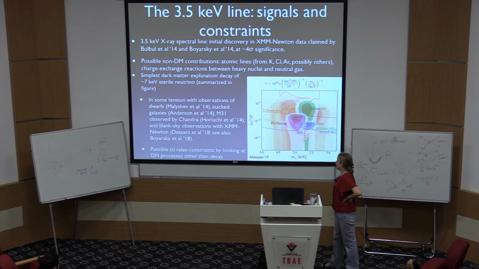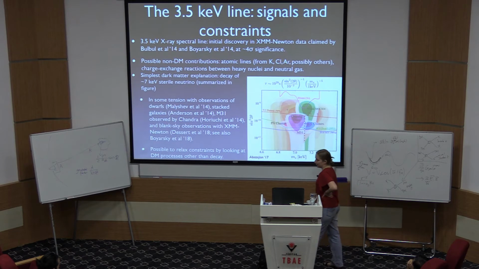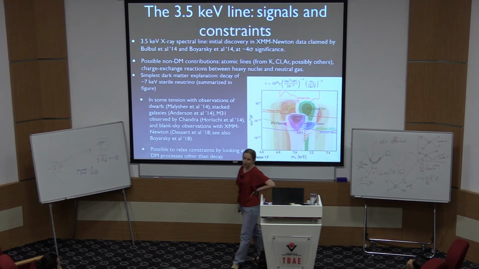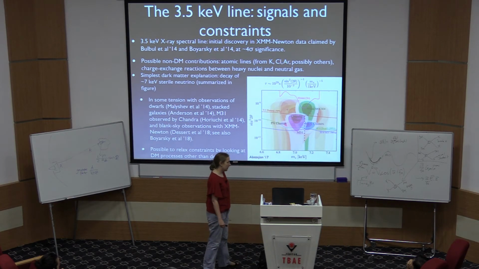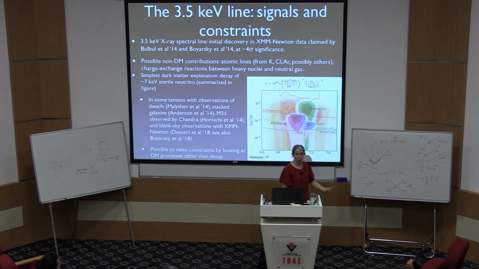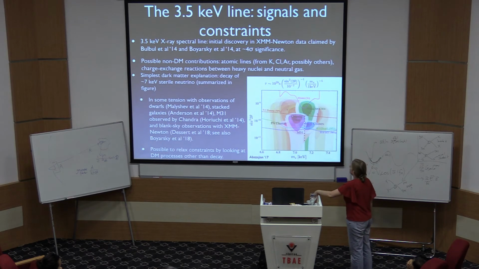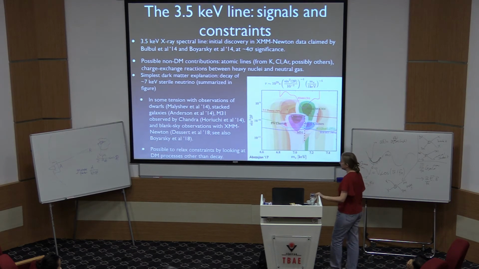Indirect detection is also kind of famous for having anomalies pop up, which may be astrophysics or may be dark matter. There are a few of these around at the moment. I've mentioned one already, which is the antiproton case. This is another one that's been around for a few years. There's a claim that there is a 3.5 keV X-ray line, which was observed initially in a stacked sample of galaxy clusters back in 2014.